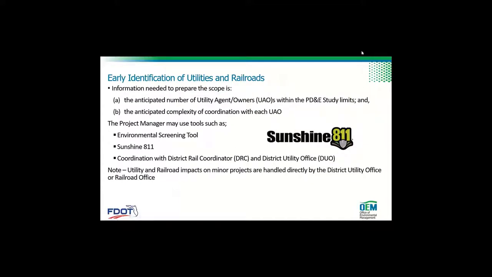Okay, so early identification of utilities and railroads. Information needed to prepare the scope is the number of utilities within the study limits, and the complexity of coordination with each utility. So the project manager may use tools such as environmental screening tool, Sunshine 811, in coordination with district rail coordinator and district utility office. Okay. And then minor projects will be handled directly by those offices.